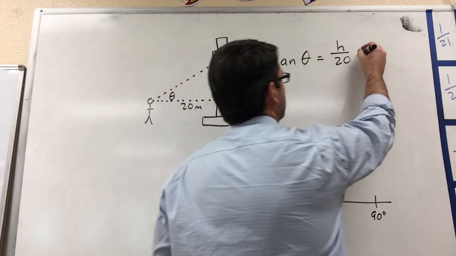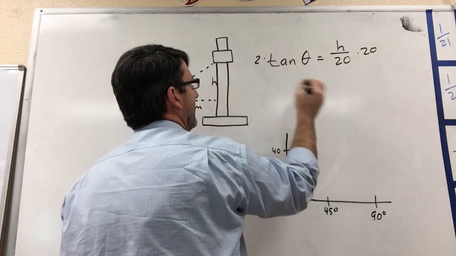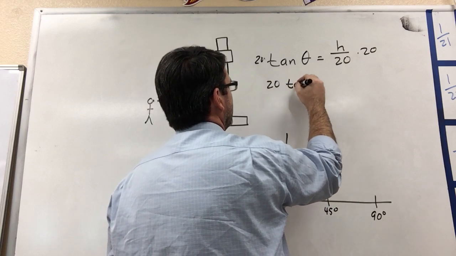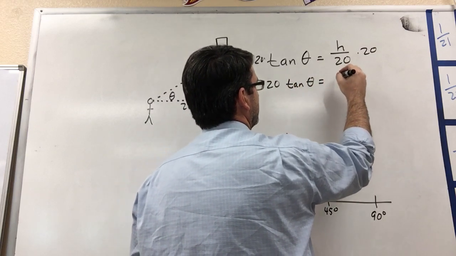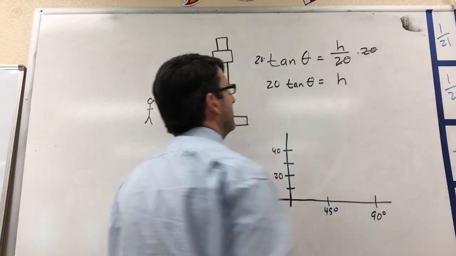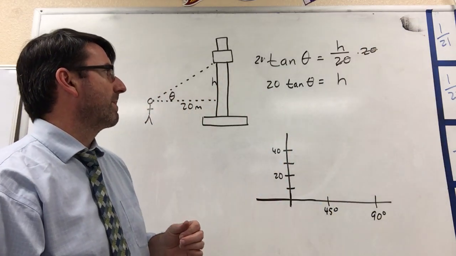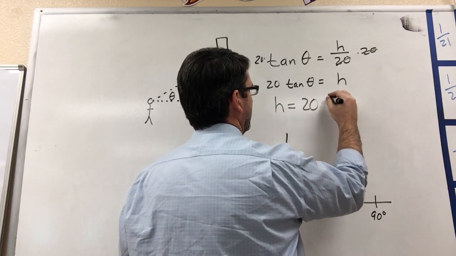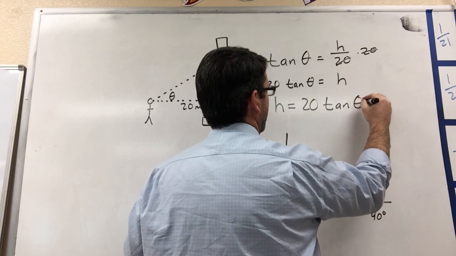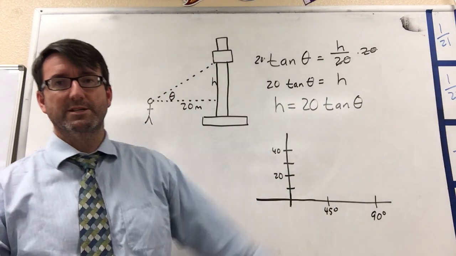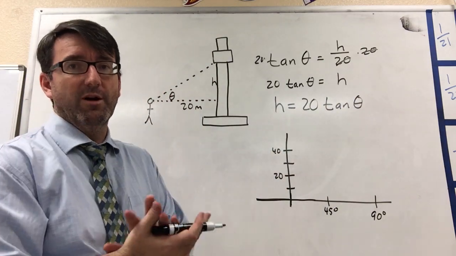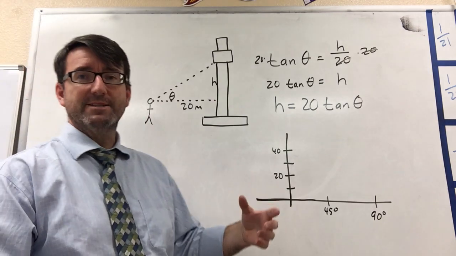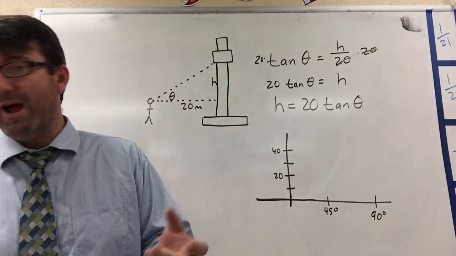Let's multiply both sides by 20. And we get that 20 tangent of theta is equal to h. These will cancel out. And let me write that the other way, just so h equals 20 tangent of theta. So there's our equation, and that's the answer for part A. Part B then asks us to graph this.